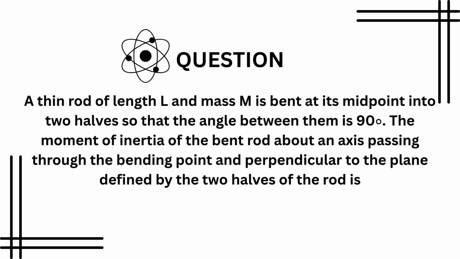So the question has been asked in AIPMT 2008. It says that a thin rod of length L and mass m is bent at its midpoint into two halves so that the angle between them is 90 degrees. The moment of inertia of the bent rod about an axis passing through the bending point and perpendicular to the plane defined by the two halves of the rod is?